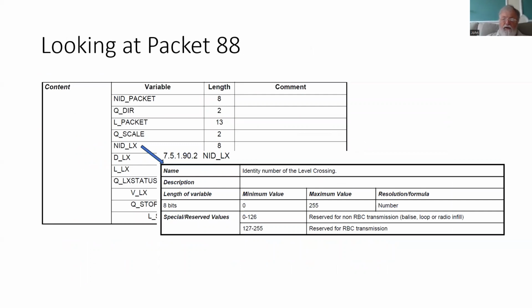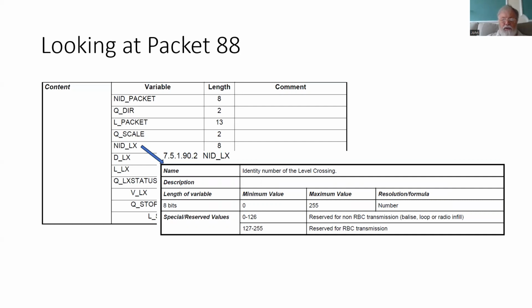NID_LX. This is the identity number of the level crossing, and despite the fact it's called a NID_LX, it doesn't have to be a unique identity within the whole of a region or country. All it has to be is unique in the information which is currently stored in the onboard.